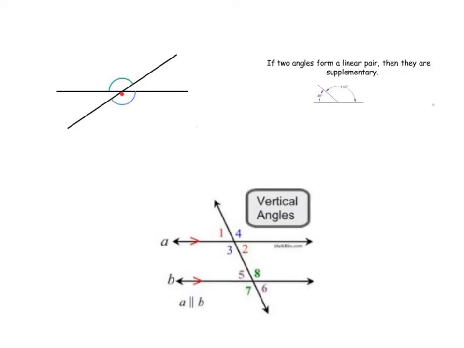The ones that are straight across from each other are called vertical angles, and vertical angles are always going to be congruent. Sorry, I have a bad pen here and it doesn't write very well, but vertical angles are going to be congruent. So I could use this green and blue one and say these are congruent. Maybe they're both like 120 degrees or something. But then these two little ones are also vertical angles, and so they're also going to be congruent.